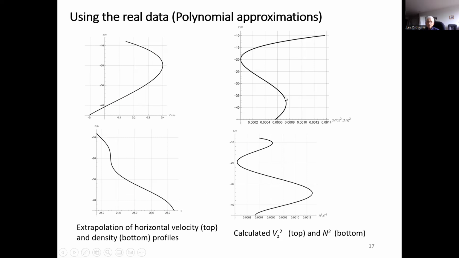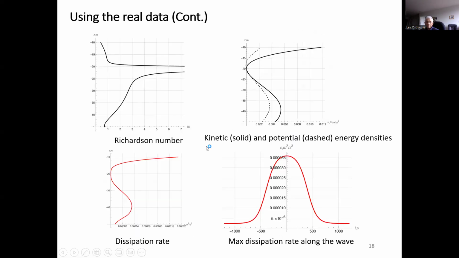From that, we need the shear squared, and this is the N squared, which we need to use. You see there's some maximum for shear squared. It's about this depth, where the maximum was here. And N squared is also maximum somewhere close to this. We don't consider much the upper layer. I said that it is probably due to the breaking. Now we calculate the Richardson number.